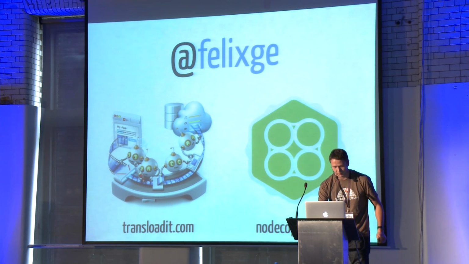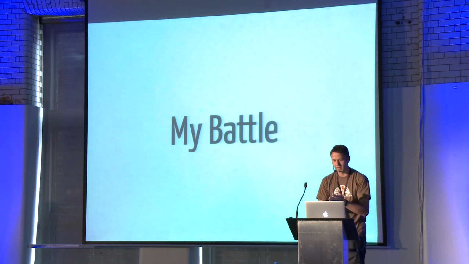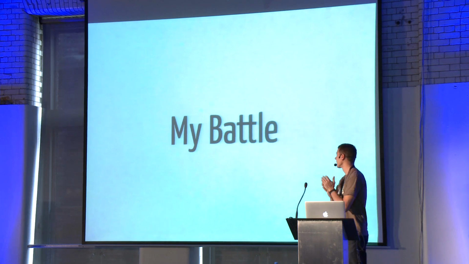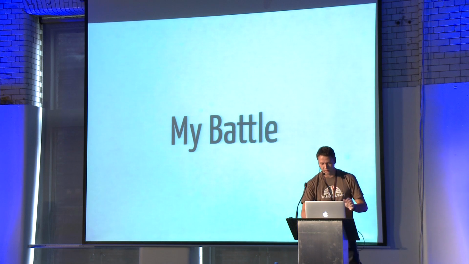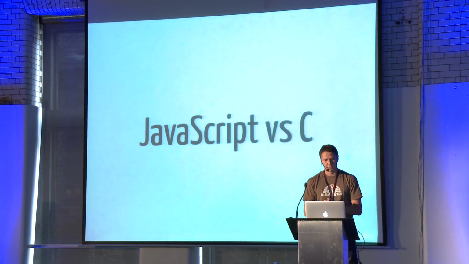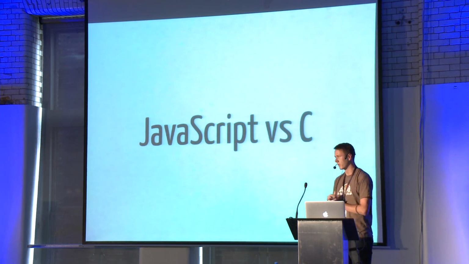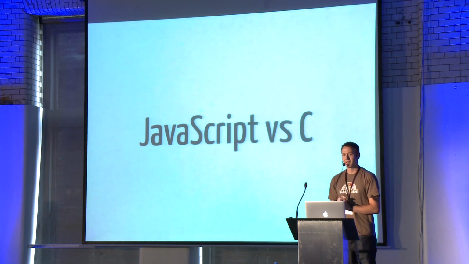So anyways, this is not about Nodecopter or Transloaded. This is about a little battle that I had a while ago on GitHub. And for this battle, I chose to make JavaScript fight versus C for performance. Raise your hand if you think that's a stupid idea. Okay, I'm not as insane as I thought. Many people would share my insanity here. A few hands went up, but it seems like some people want to see this.